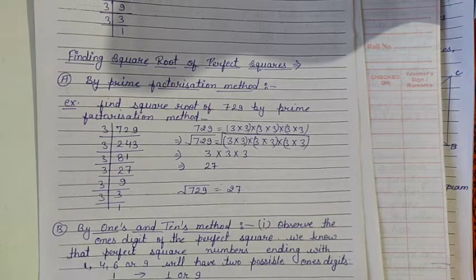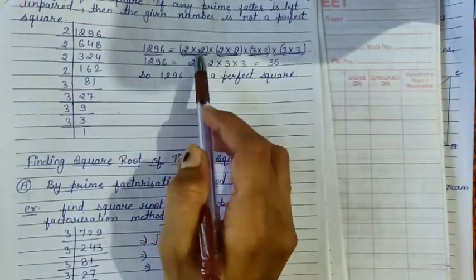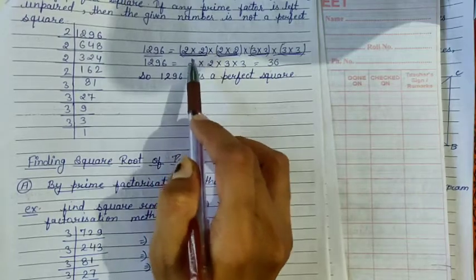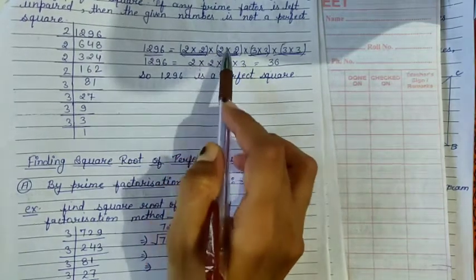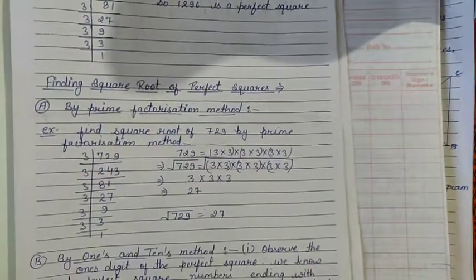Okay, and to find square root, write one factor corresponding to each pair. For example, we will write one factor of this pair. 2 into 2, we will take only one 2. 2 into 2, one 2. Okay, and after then we will multiply the factors.